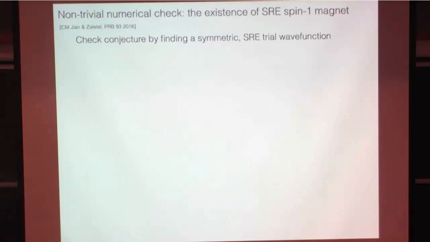Okay, so this slide I want to tell you about a numerical check of this conjecture. What we're able to do is numerically prove that there is, in principle, a phase of a spin 1 magnet which is just short-range entangled. So we can check the conjecture as long as we can provide one state of a spin 1 magnet which is short-range entangled. We've checked the conjecture.